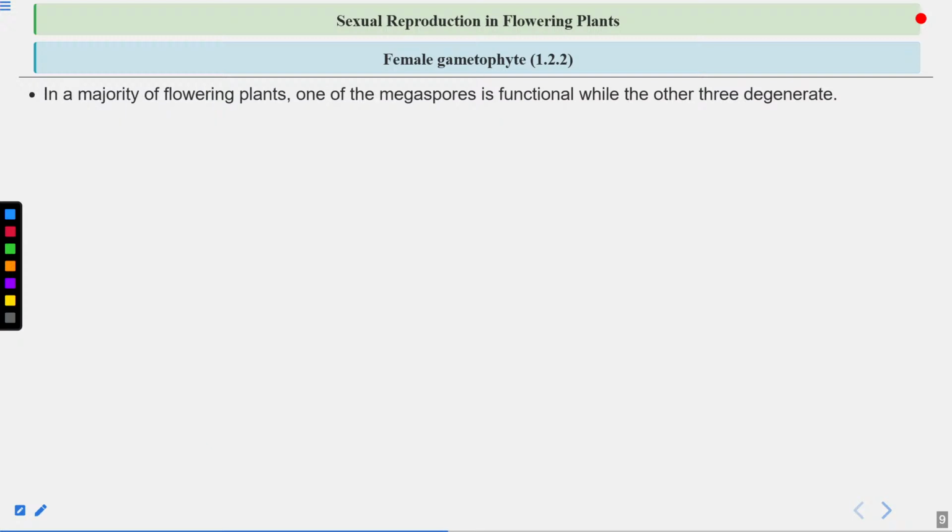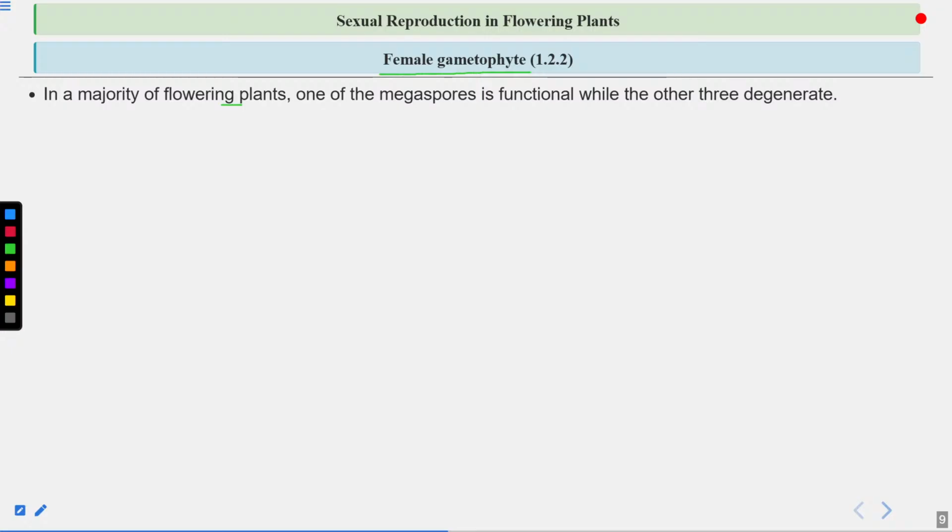Now, we will discuss the female gametophyte. That is topic 1.2.2 in your NCERT. In a majority of the flowering plants, one of the megaspores is functional, with the other three degenerating.